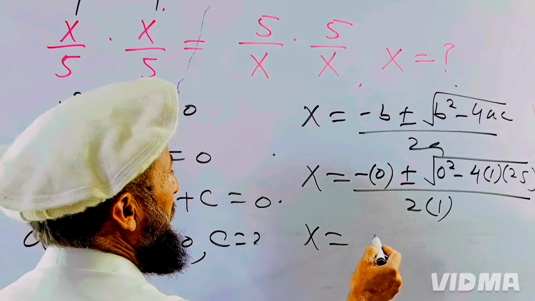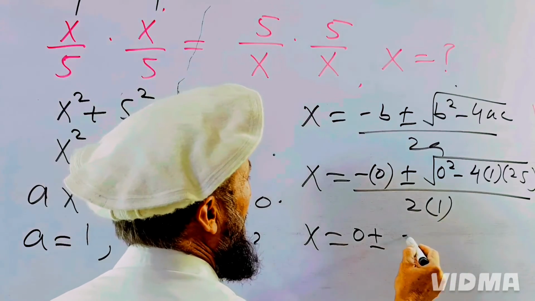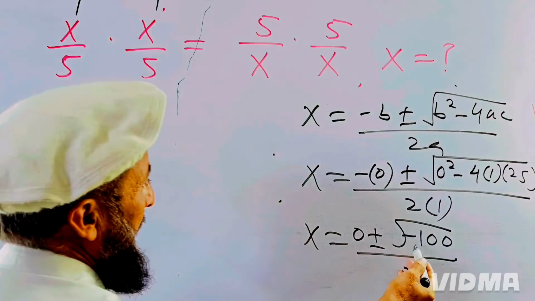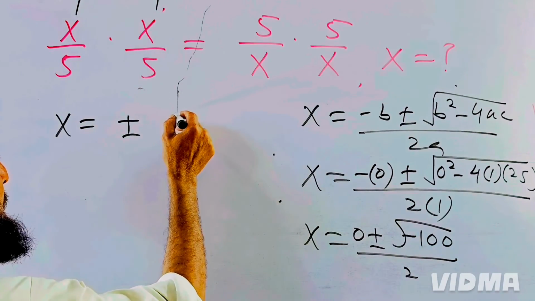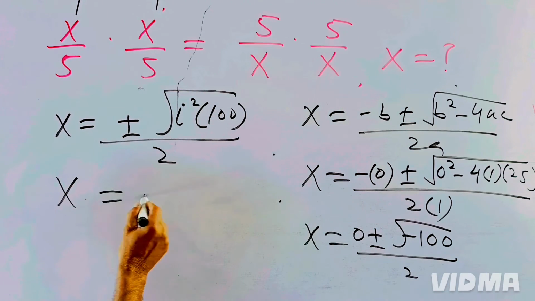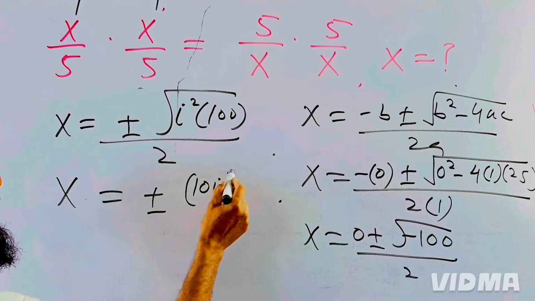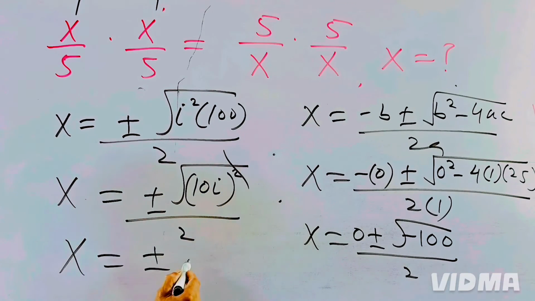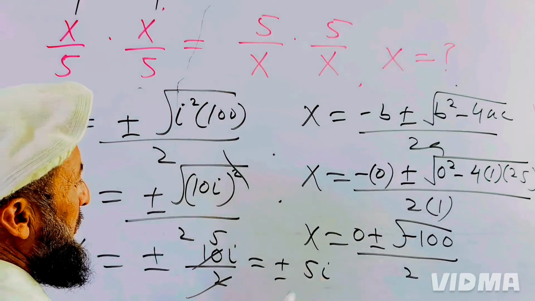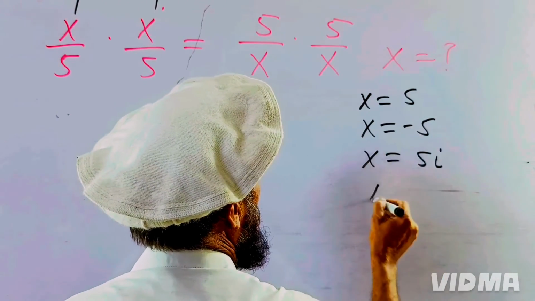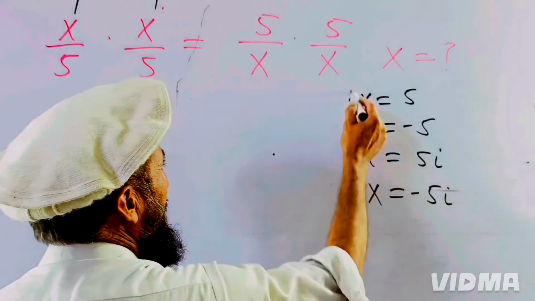x is equal to 0 plus minus square root of minus 100, divided by 2. In place of minus we put iota square, so we get square root of iota square into 100. x is equal to plus minus 10 iota divided by 2, and both are cancelled, so we get plus minus 5 iota. So x is equal to 5, x is equal to minus 5, x is equal to 5 iota and x is equal to minus 5 iota. These are the answers.